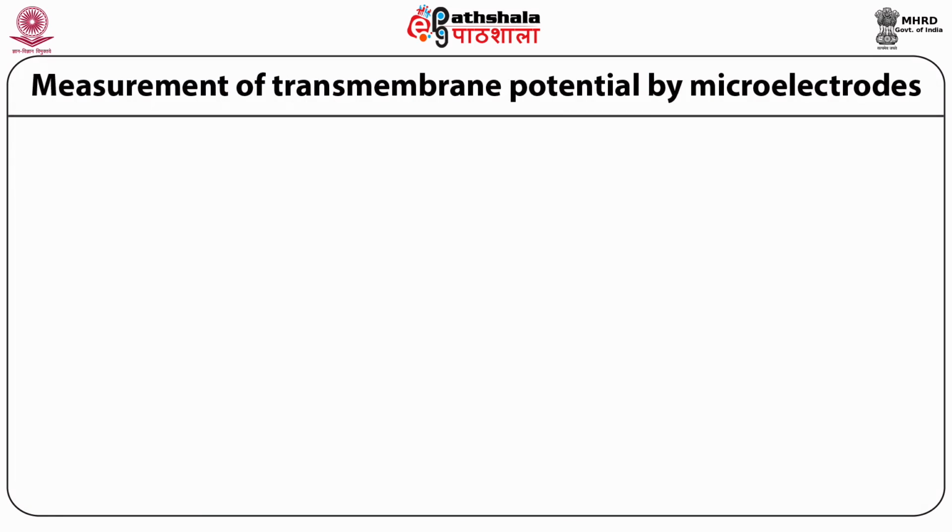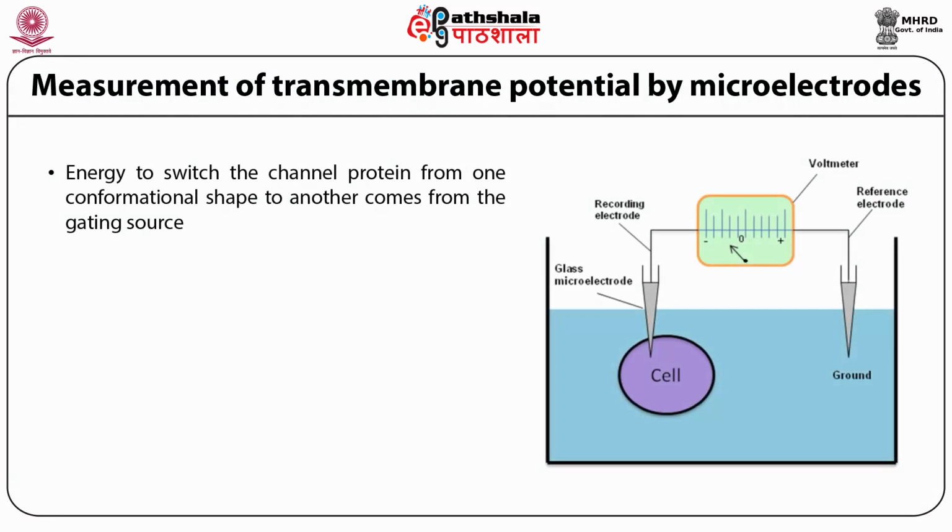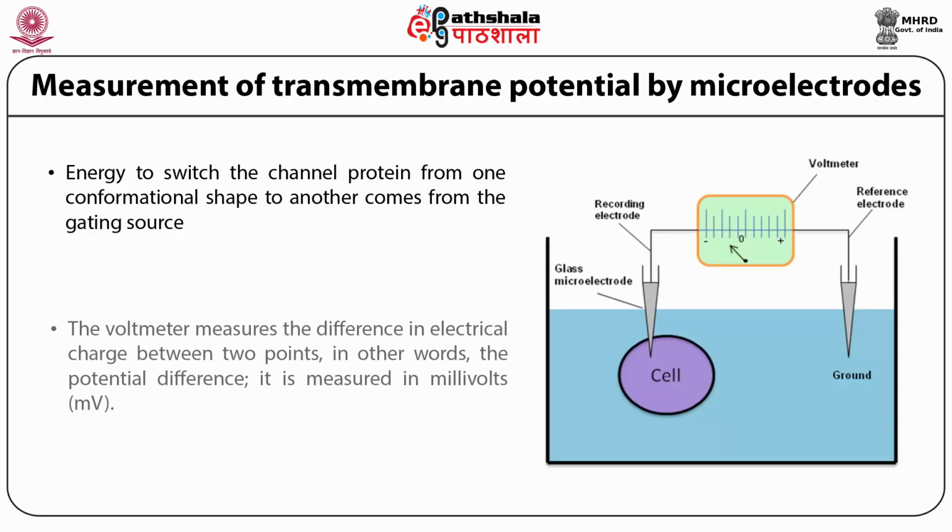Measurement of transmembrane potential by microelectrode. So transmembrane potential can be measured with the help of a microelectrode. It is measured with a glass micropipette filled with solution which conducts charge. The micropipette is inserted through the membrane into the cell. The voltmeter measures the difference in an electrical charge between 2 points.